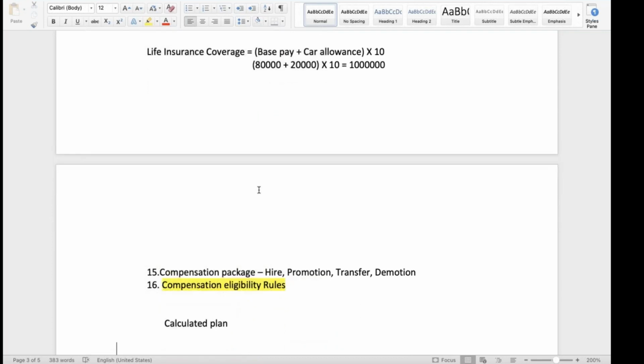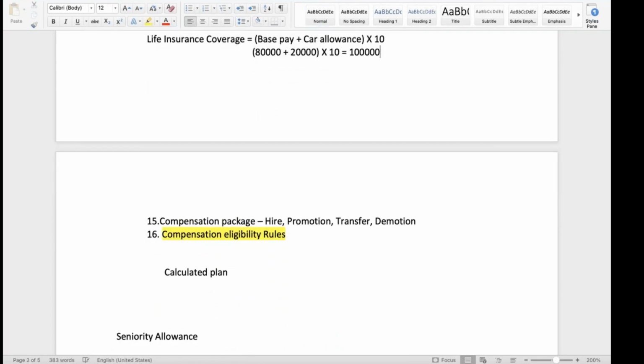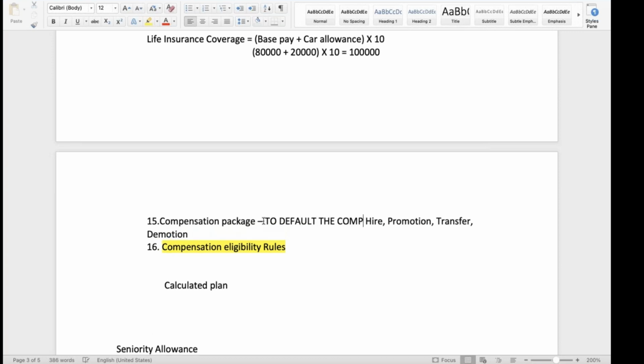Then compensation package. Compensation package is one of the most important ones. Compensation package is a very simple configuration. What does it mean? So far, what have we discussed? Allowance plan, salary plan, compensation grade, all these plans, calculated plans, period salary plan. We have to group all these plans into one compensation package. Why? To default the compensation at the time of hiring, promotion, transfer, demotion.